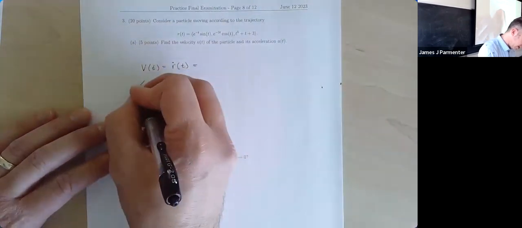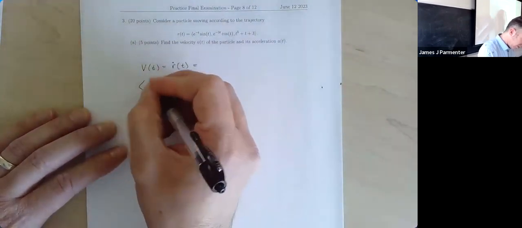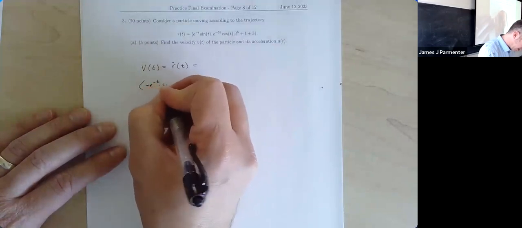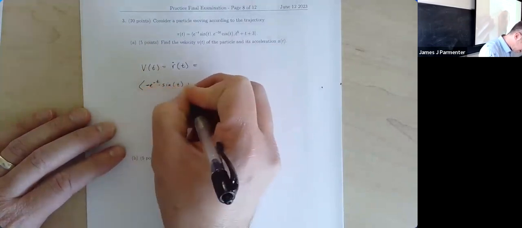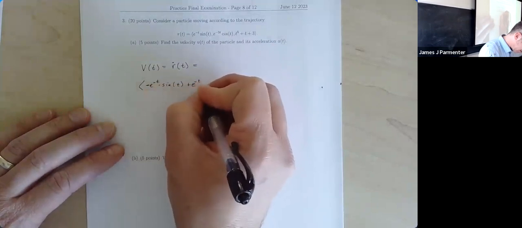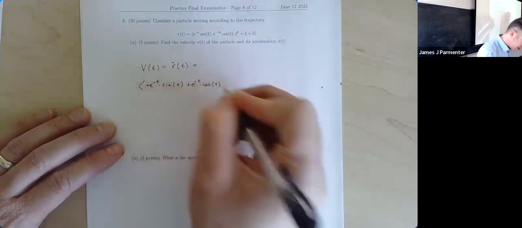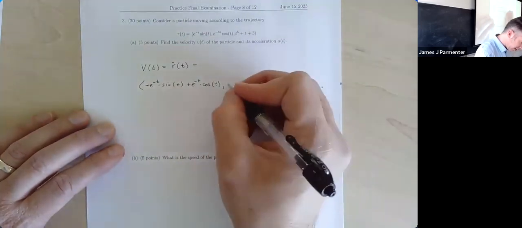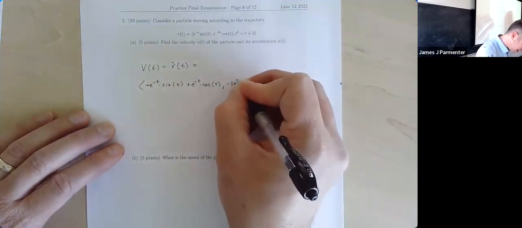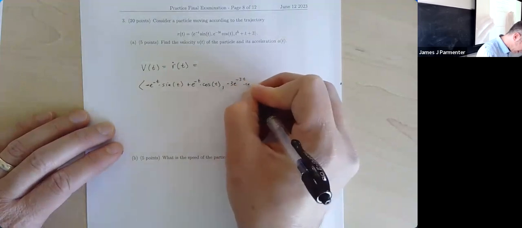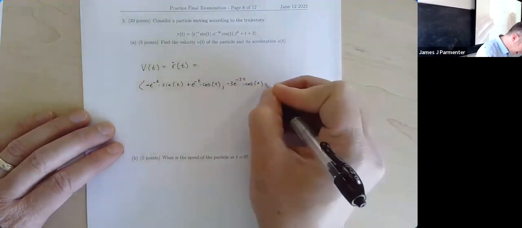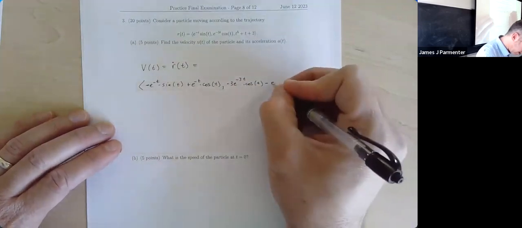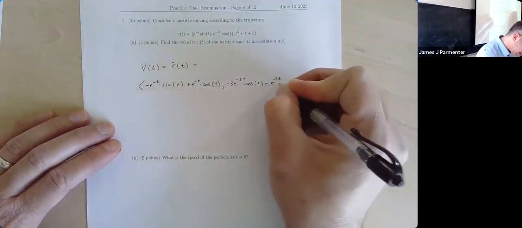So we're going to get the derivative of e to the negative t, which is negative e to the negative t times sine of t, plus e to the negative t times cosine of t. That's the first component. The second component is going to be similar. It's going to be negative 3 e to the negative 3t times cosine of t, minus, because the derivative of cosine is a negative sine, e to the negative 3t times sine of t.